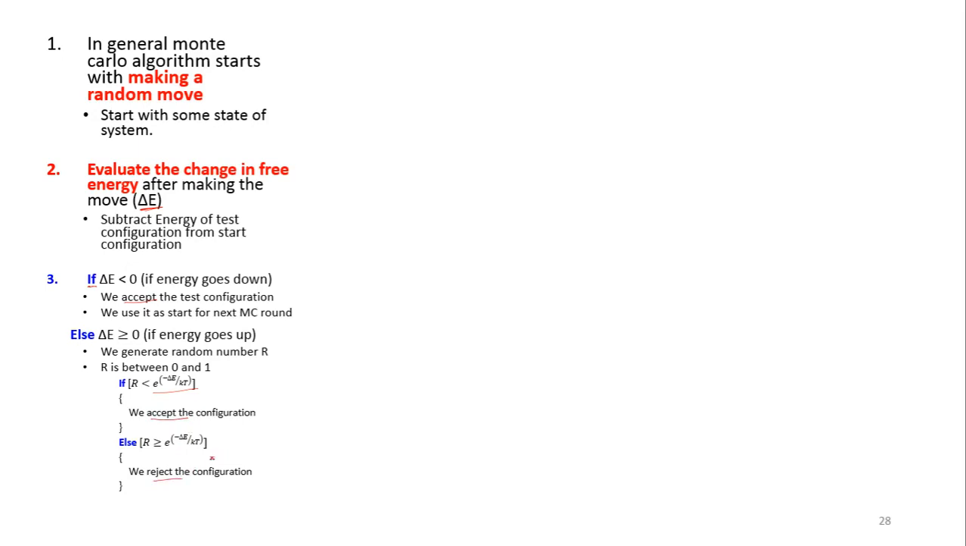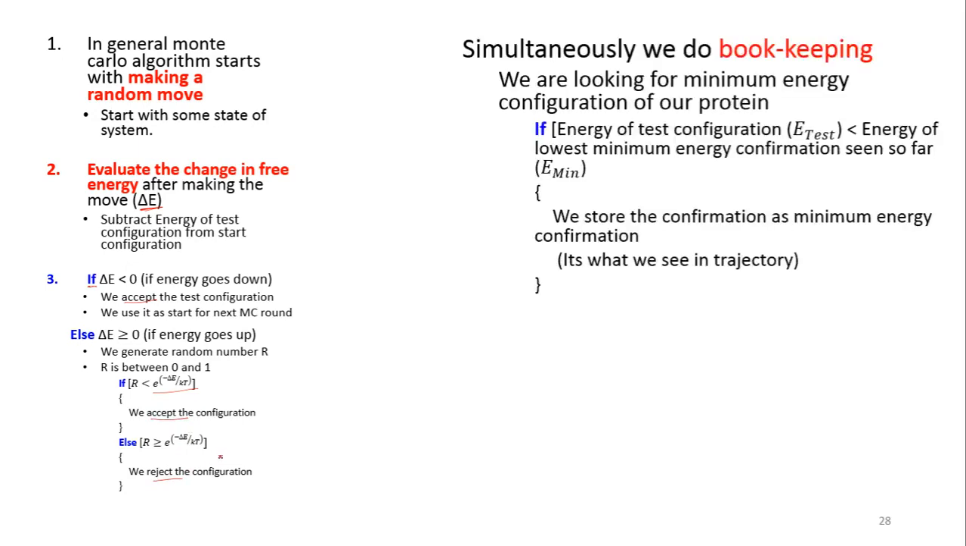While doing this, simultaneously you do bookkeeping. This bookkeeping is very important, because we need to keep track of how many configurations we have observed so far that have the lowest minimal energy associated with them. What we are doing is looking for a minimum energy configuration for our protein, since we are using this optimization methodology.